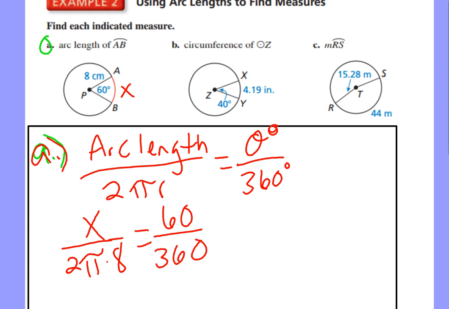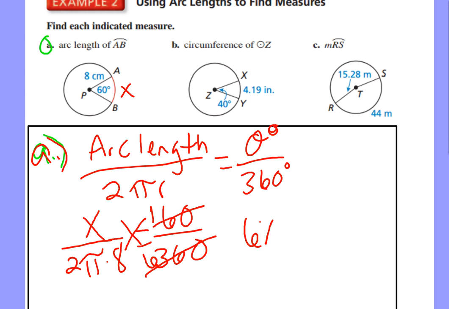Now, just to kind of make life a little bit easier, I'm going to go ahead and just simplify our right side a little bit more. And 60 over 360, well, 360 divided by 60 is 6. So 60 goes into 60 once, and 360 6 times. So it just makes our cross multiplication a little bit easier.